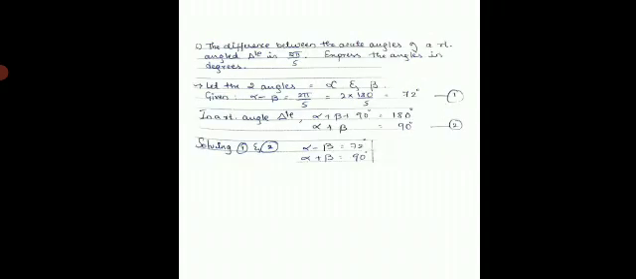We'll move towards the next example. The difference between the acute angles of a right angled triangle is 2 pi by 5. Express the angles in degrees. So read the question carefully, students. Here, the difference between the acute angles of a right angled triangle. Right angled triangle means among three angles, one angle is a right angle.